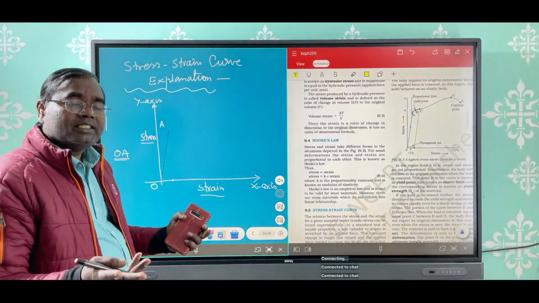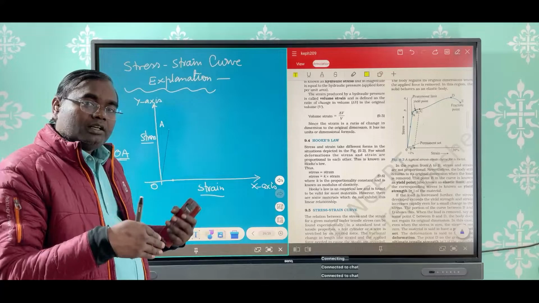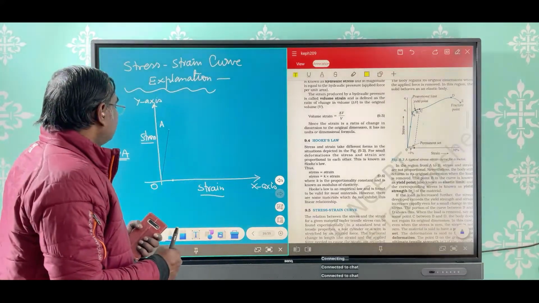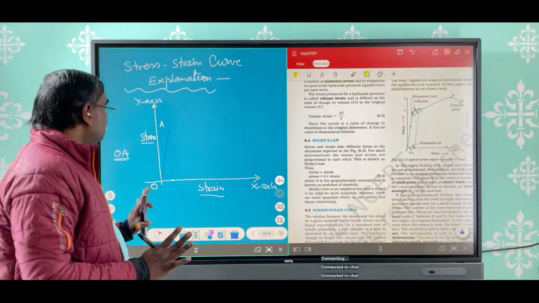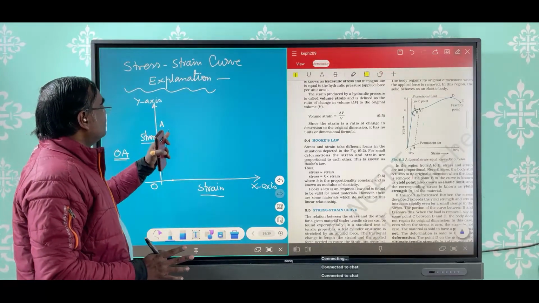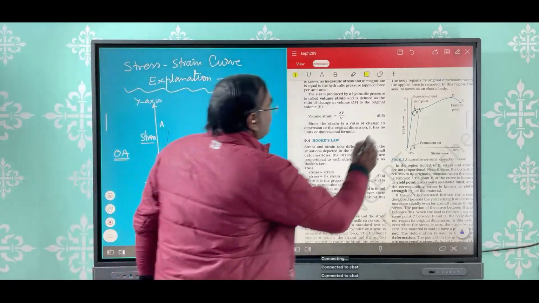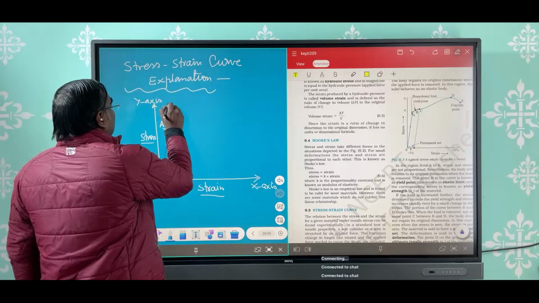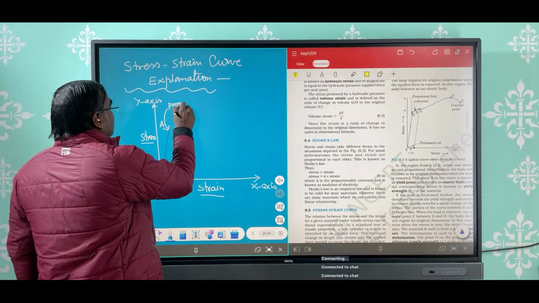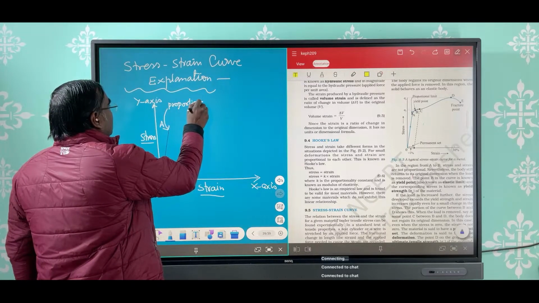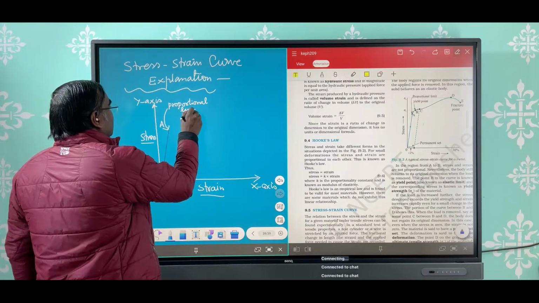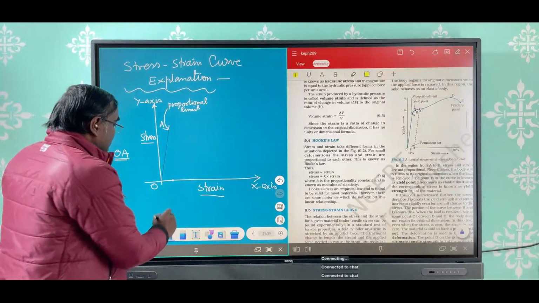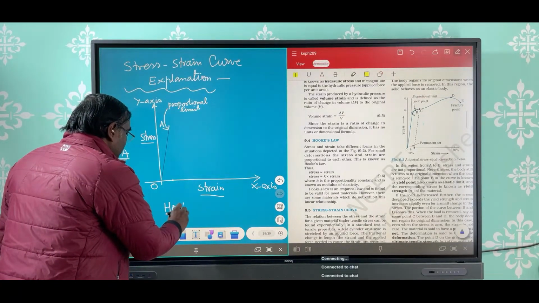And when we remove this stress, the solid comes back to its original dimension. This is known as the proportional limit. So this point A is called the proportional limit. Why do we call it the proportional limit? Because up to A, Hooke's law is being followed.